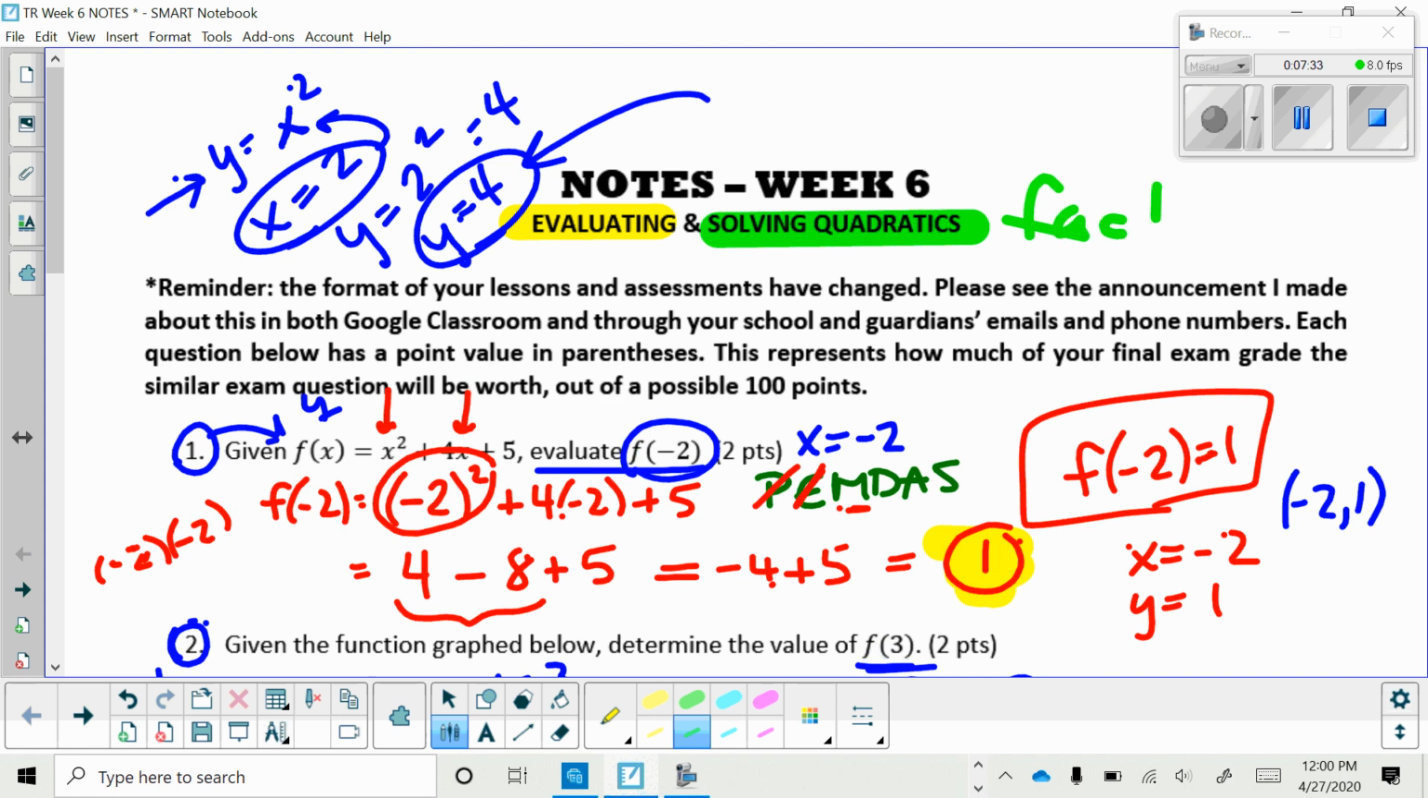Oh my gosh, this pen. Oh my goodness. Okay. Dang it. It's supposed to say factoring.